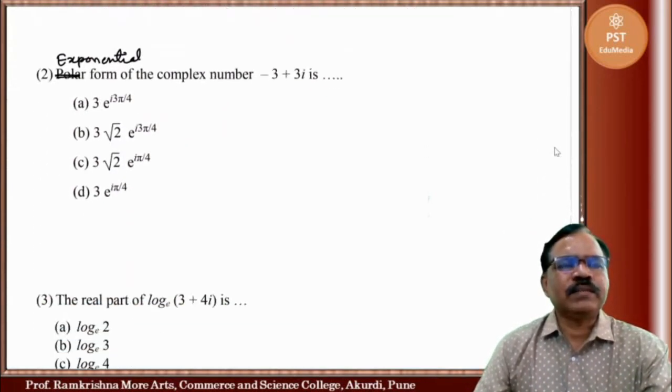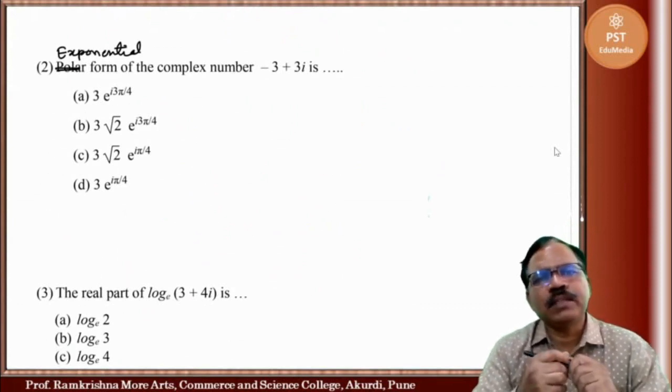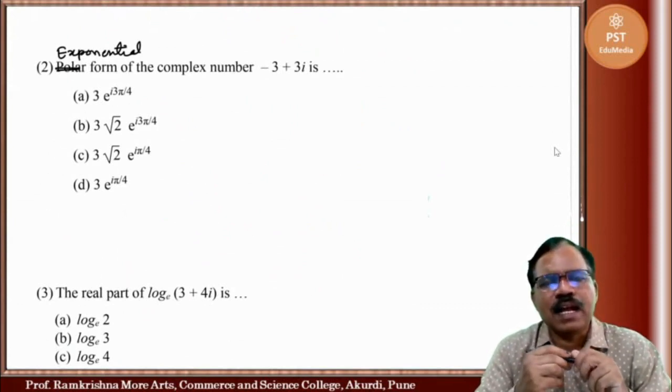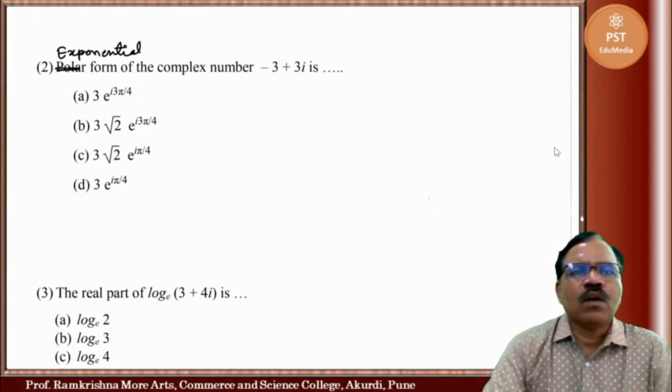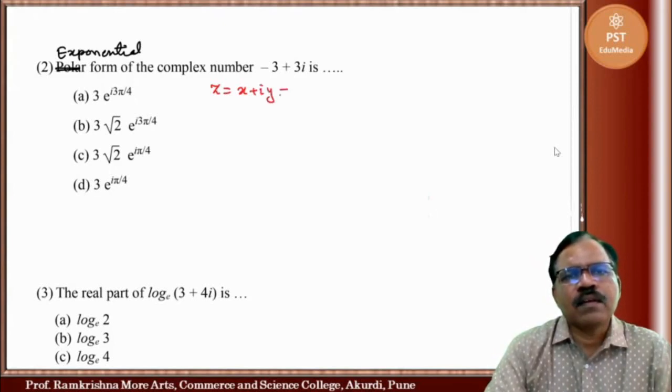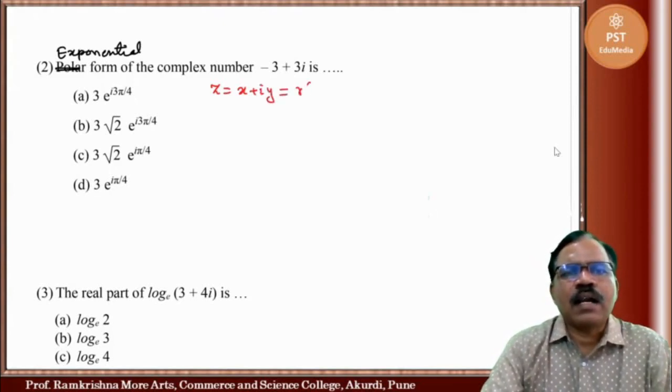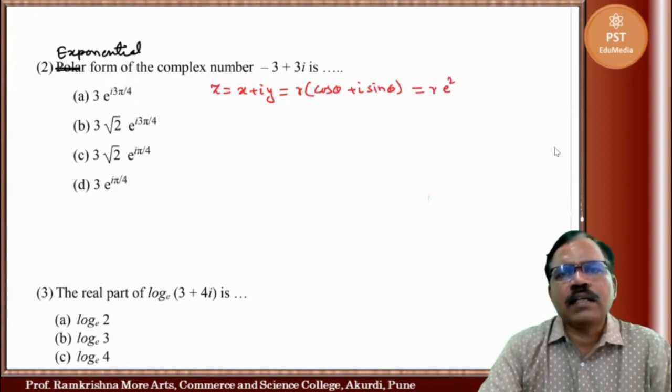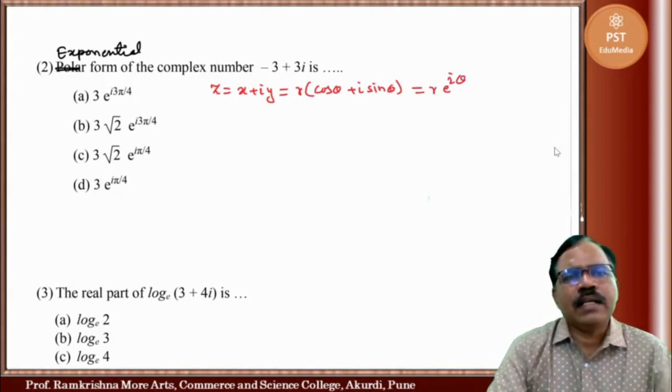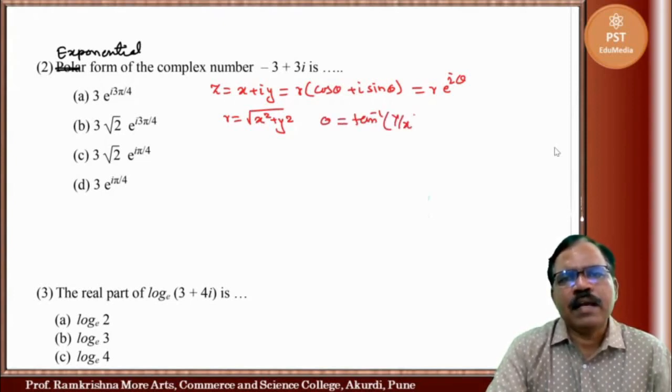Now we will go to the next one. Exponential form of the complex number minus 3 plus 3i is. So here we know z is equal to x plus iy, this is rectangular form, r (cos theta plus i sin theta), this is polar form, is equal to r e raised to i theta, where r is root of x square plus y square, theta is tan inverse y by x.